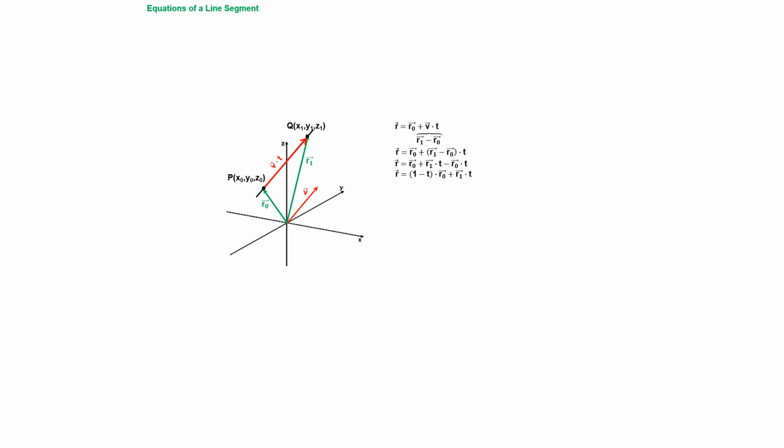When t equals 0, we have r equals r sub 0, whereas when t equals 1, r equals r sub 1. Therefore, the vector equation of the line segment between points P and Q is given by this equation, which traces the line segment from P to Q whenever t varies from 0 to 1.